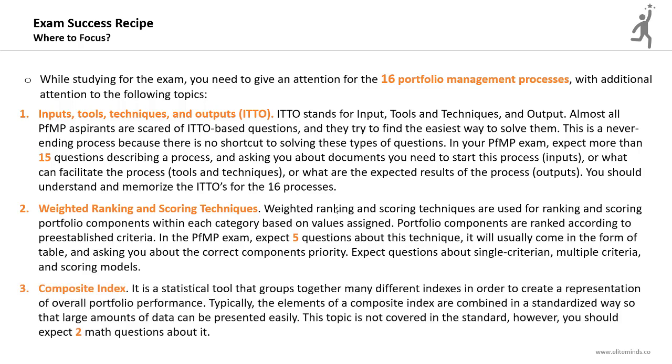The third key topic, and actually it's not covered in the standard, and I did not cover it in this course, but we solved 2 questions about the composite index in the frequently asked questions section. It can be defined as a statistical tool that groups together many different indices in order to create a representation of overall portfolio performance. Typically, the elements of a composite index are combined in a standardized way so that large amounts of data can be presented easily. In my PFMP exam, I had 2 math questions about the composite index, and we solved similar ones in the FAQ section.